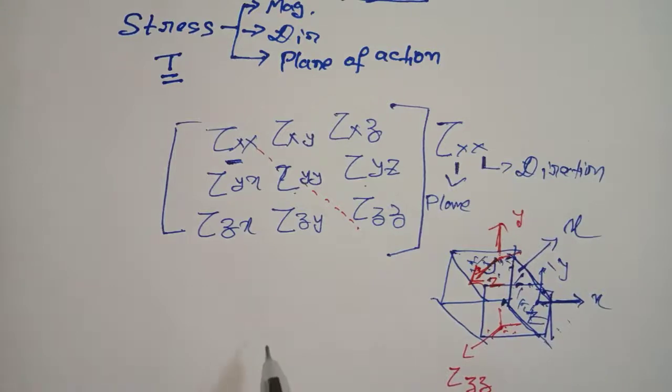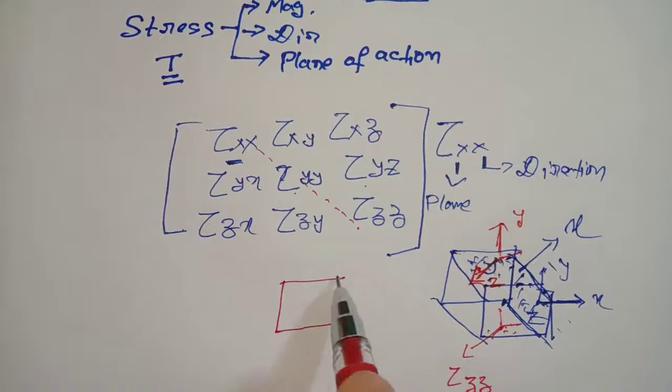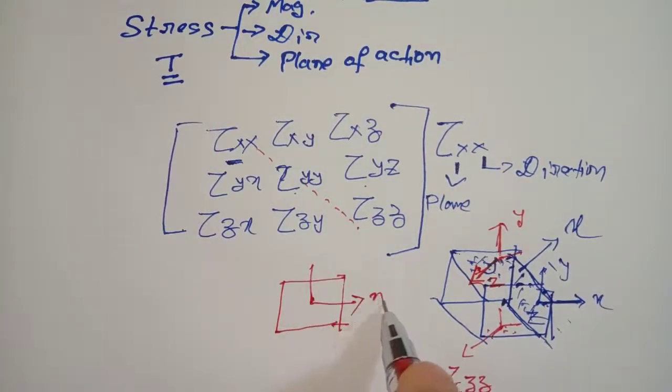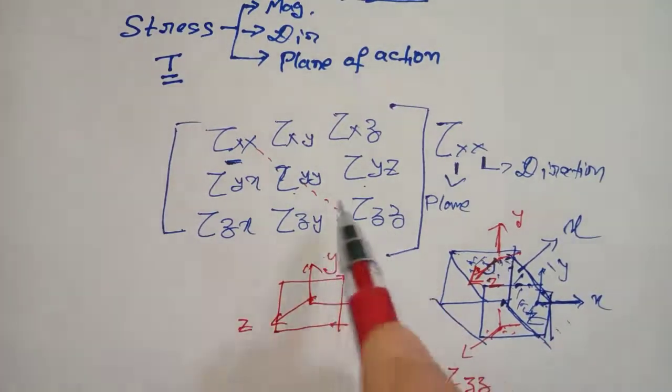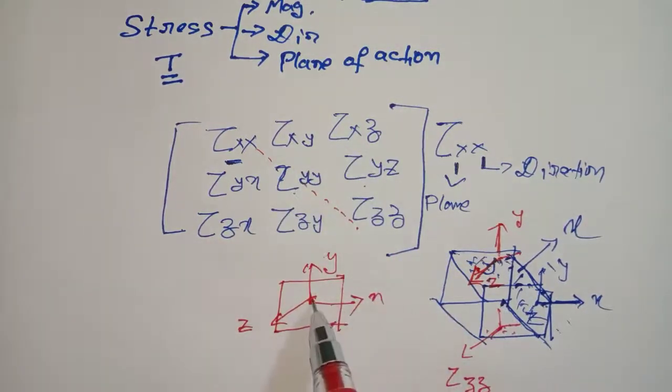Similarly, we can draw it something like this. Say, for example, I take a cube and make the x, y and z axes. In the x plane only, let us say xz, that means it is happening in the x plane, z direction; x plane, x direction; x plane, y direction.